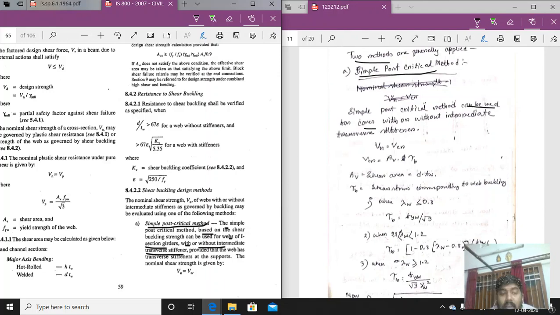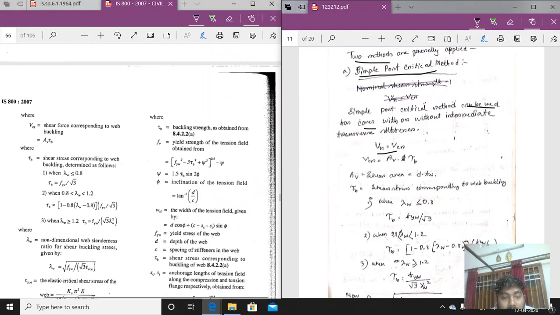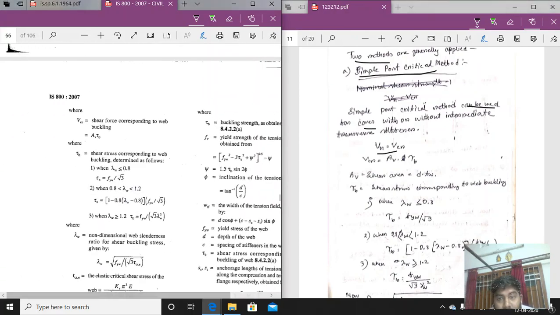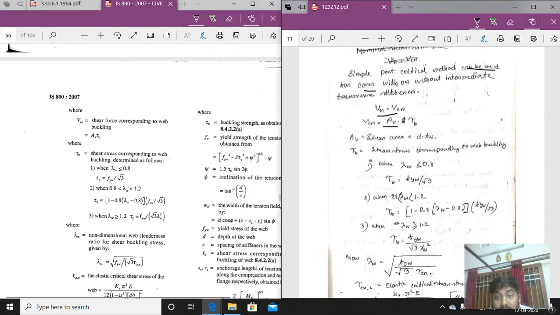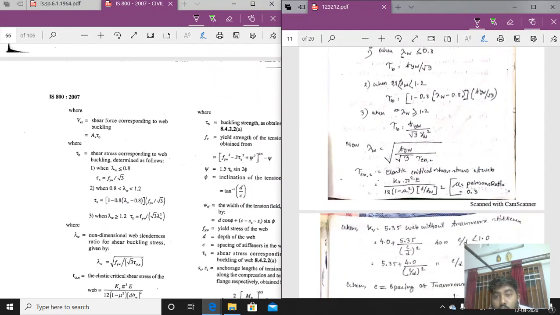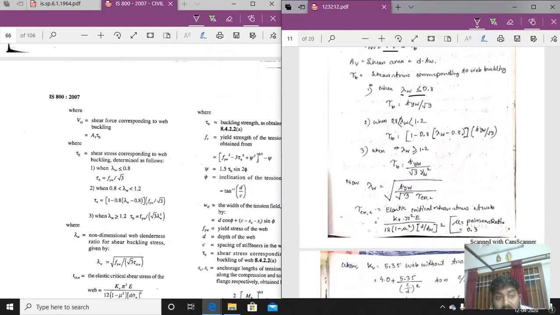What is the shear capacity? How to determine it? That is Vn equals Vcr. That is the Vn, the shear capacity. Nominal shear strength of the buckling is given by Vn equals Vcr. What is the Vcr? Here it is all mentioned. Vcr is Av into tau b. Tau b depends on lambda w, that is the non-dimensional web slenderness ratio. So for the web slenderness ratio, all the values are given here, as per the code. I have written all the values. So lambda w is equal to the square root of fy by root 3 tau cr, equal to that value.